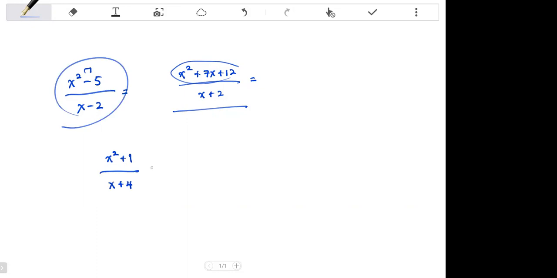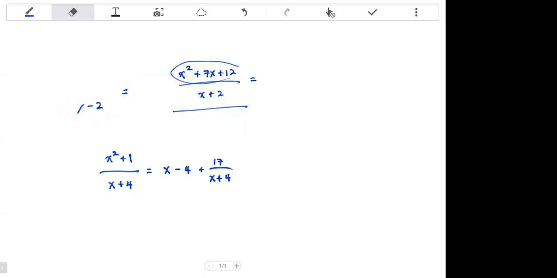Selina, did you solve this? Yes. I got x minus 4 plus 17 divided by x plus 4. Okay, nice. Did anybody else get a different answer, or did everybody else get that? I got the same answer. Okay, let's move on then.